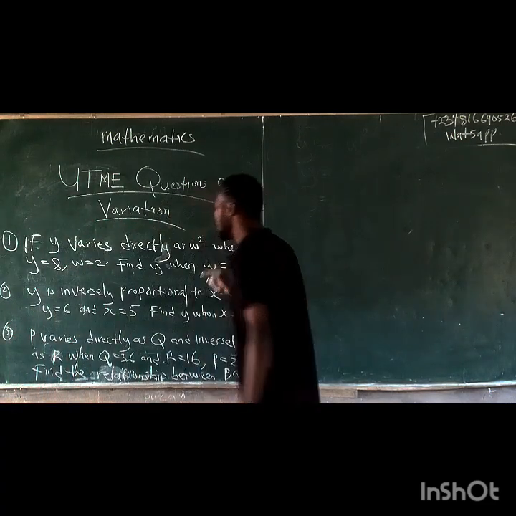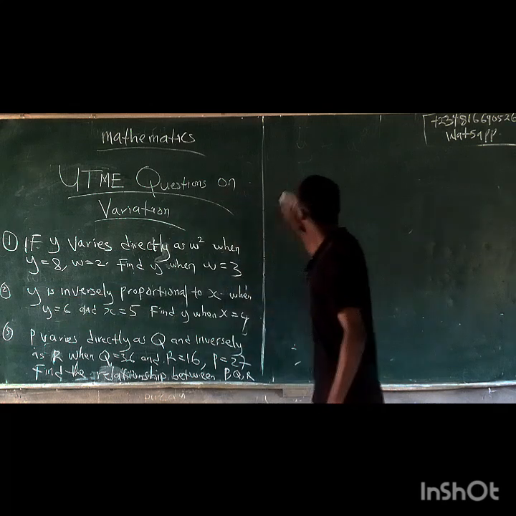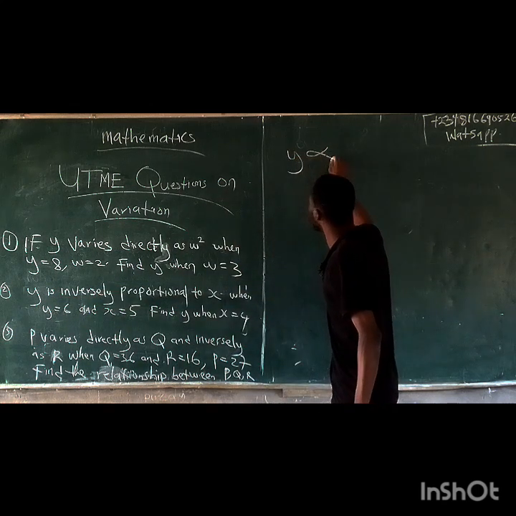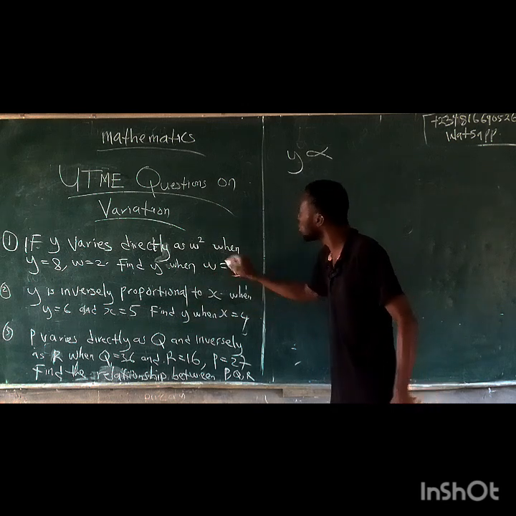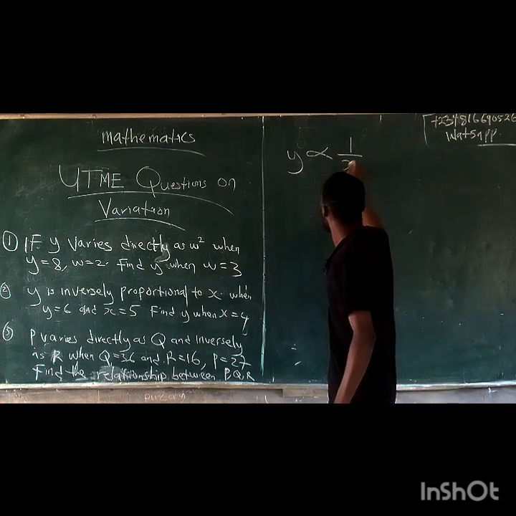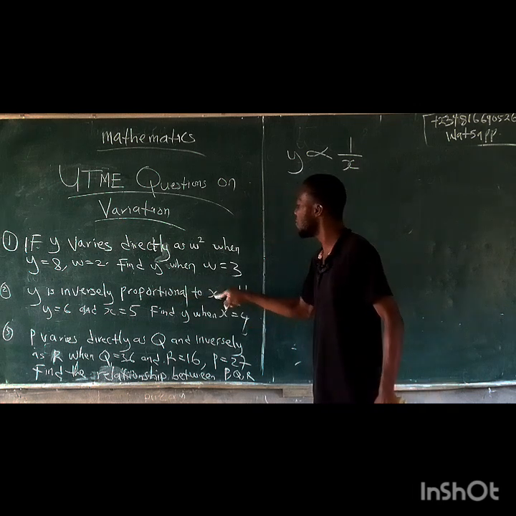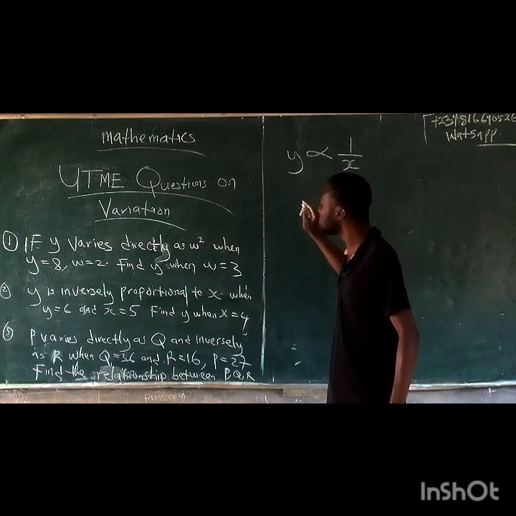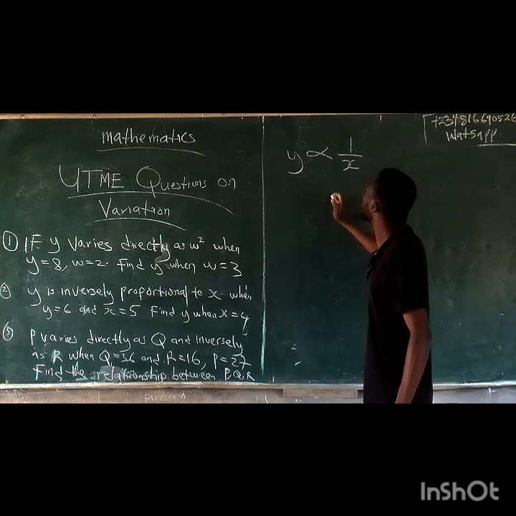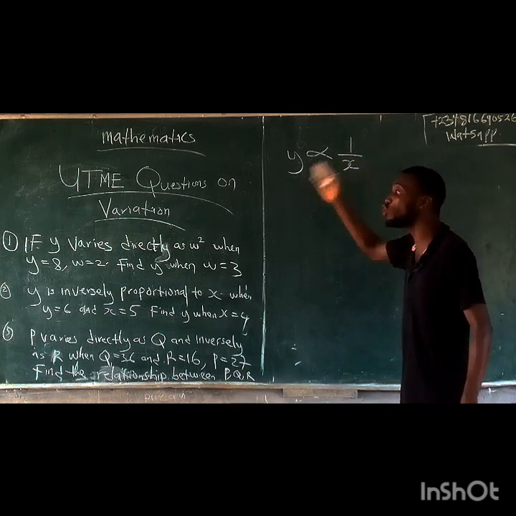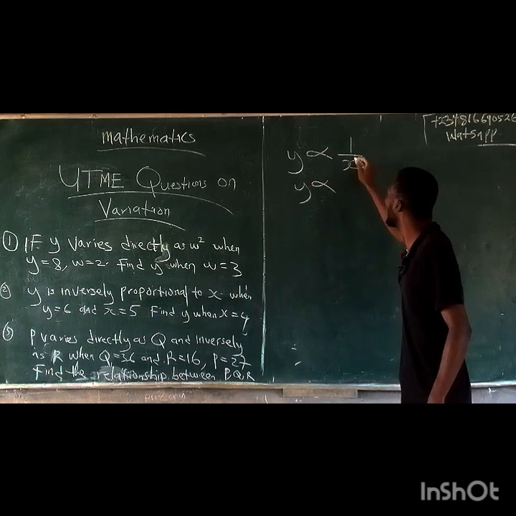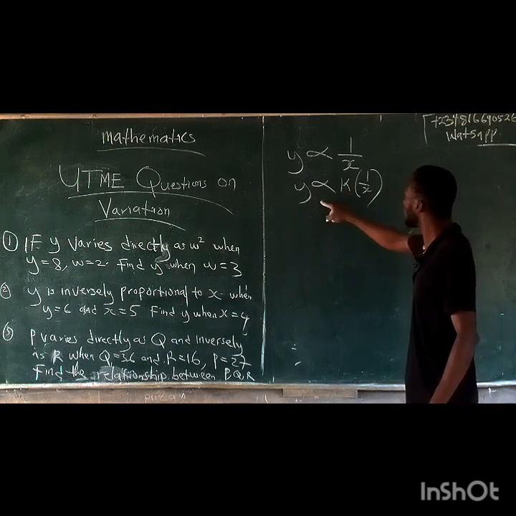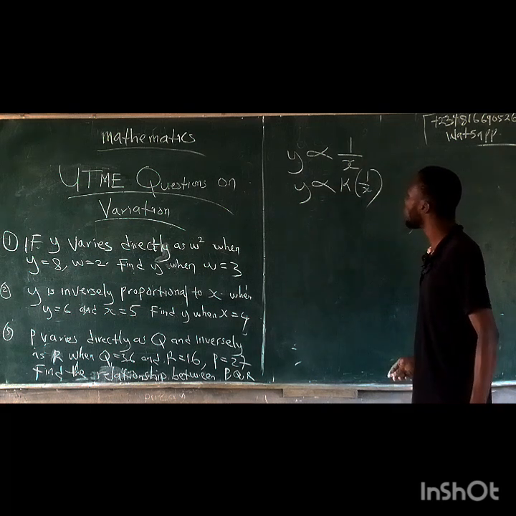So now, the next thing you need to do is what? Y is inversely proportional to x. So the inverse of x is going to be 1 over x because I said inverse. So now what's the value of y? The first thing you need to do is introduce your constant. So y varies inversely as k times 1 over x, that is, y varies inversely k 1 over x.